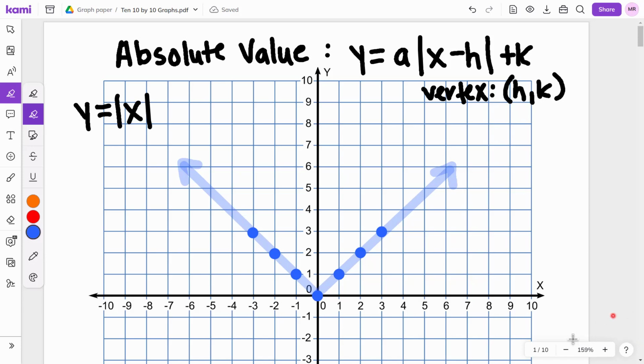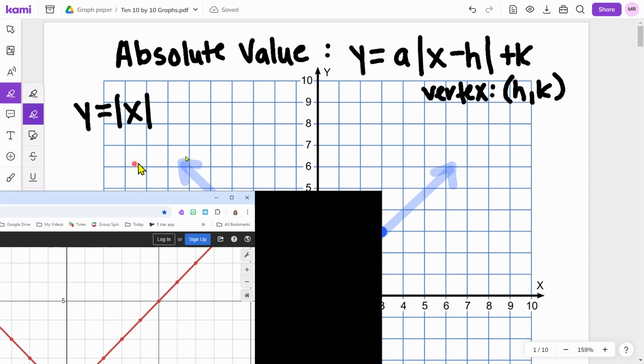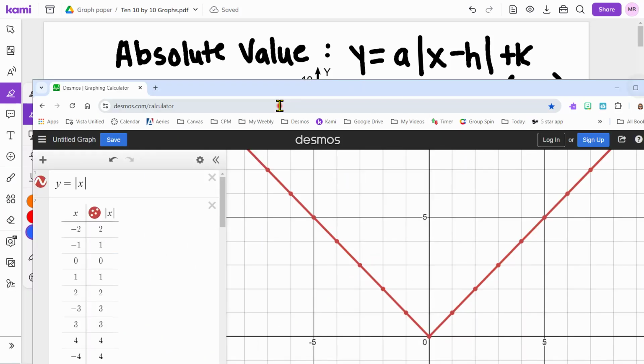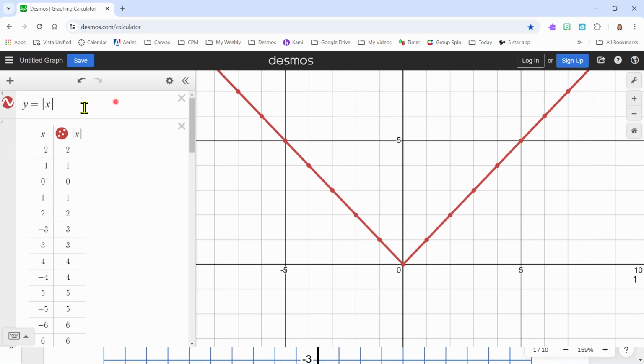Now, I'm going to show you on Desmos. I'm going to bring Desmos over here. So on Desmos, I have put in y equals the absolute value of x. And here you see all the points that I plotted. You see that I'm going up 1 over 1, up 1 over 1, up 1 over 1, because my A is a stretch of 1. That's my normal absolute value graph.